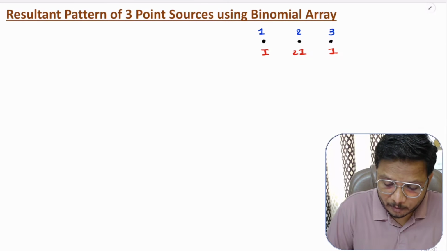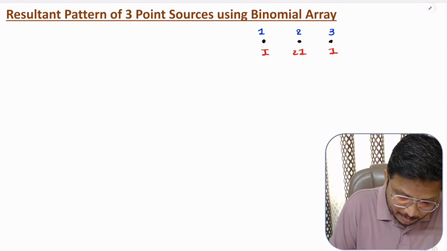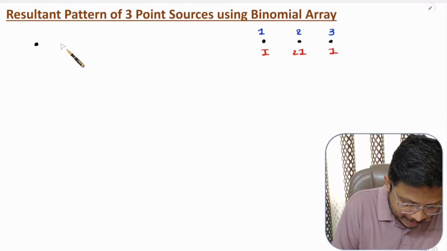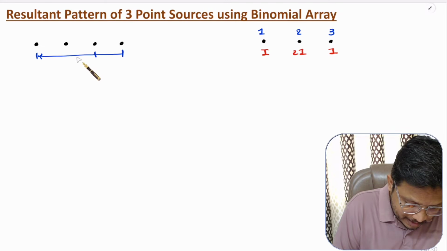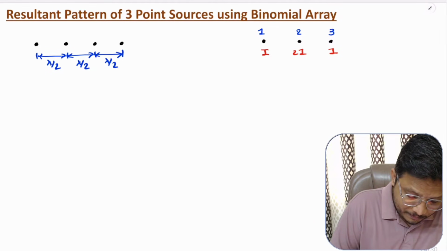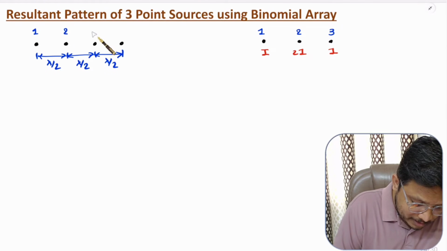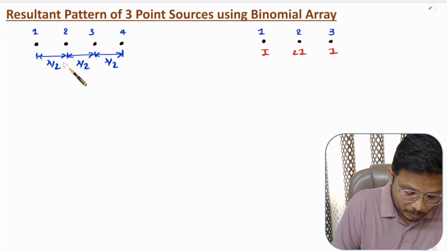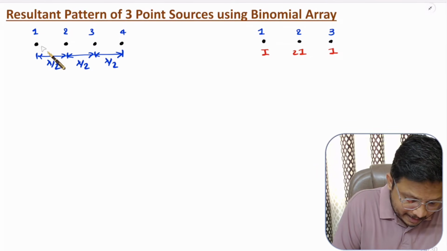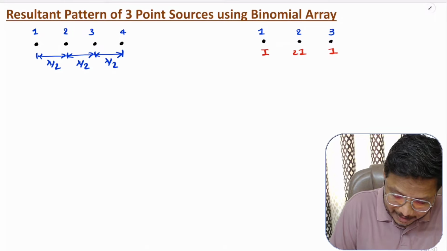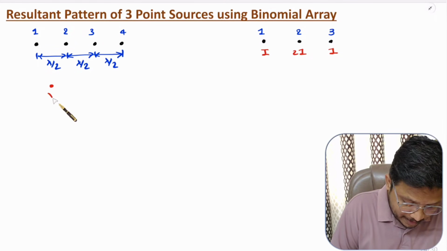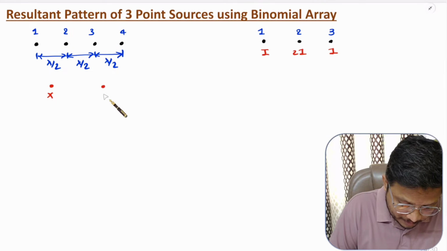If you talk about 4 elements, what were we doing in 4 elements? We had spacing over here. That spacing was lambda by 2 with each element. Now here, this is element 1, this is 2, this is 3, and this is 4. To get the resultant pattern, we were taking group of 1 and 2. So the group of 1 and 2 was happening somewhere over here, and the group of 3 and 4 was happening somewhere over here.